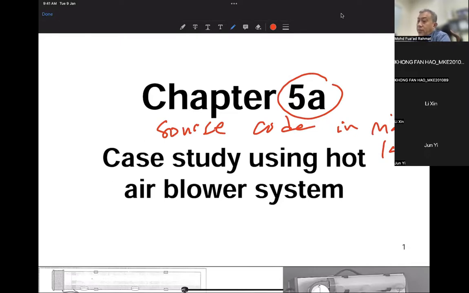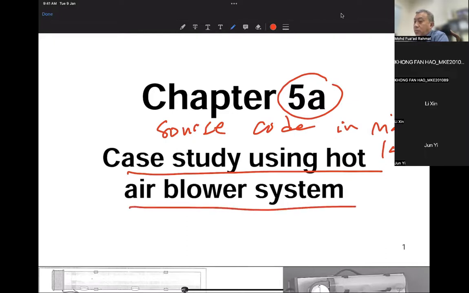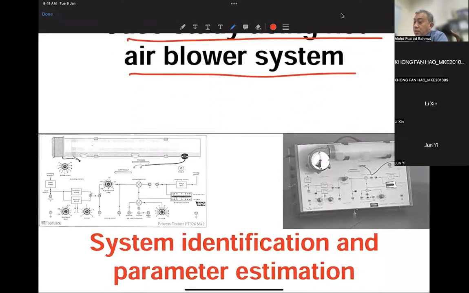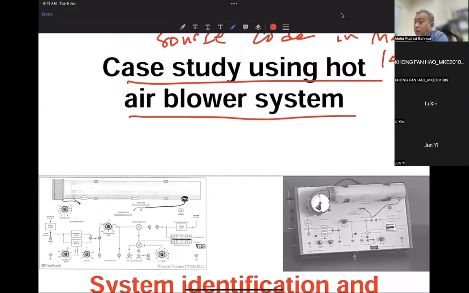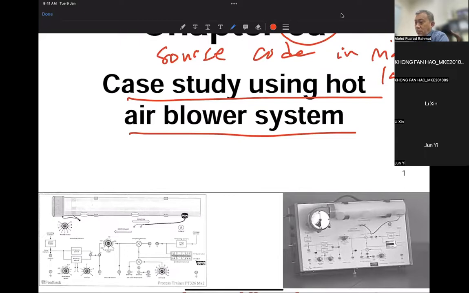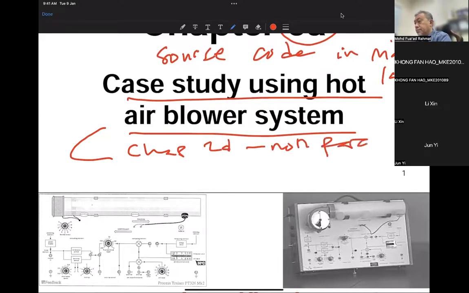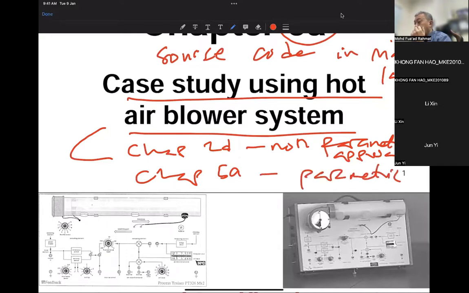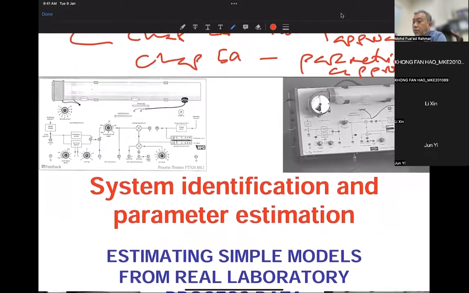So we go together, okay. The first case study is the hot air blower system. It was mentioned in chapter 2D, but that one used a non-parametric approach. This time, I will use the same case study and the same data for parametric modeling. So this is the equipment under study.